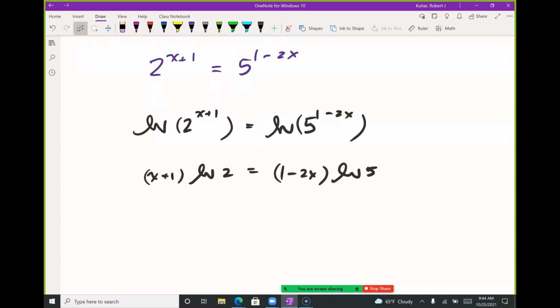What's the purpose of taking a log function of both sides? It's to get the exponent down, to get the variables down onto the ground, to get them to be coefficients. Because now I just have some algebraic expression, right? ln of 2 is just a number. ln of 5 is just a number. I want to gather all my x terms on one side, just like I've done in the past. So I need to distribute here: x ln of 2 plus 1 ln of 2 equals 1 ln of 5 minus 2x ln of 5.